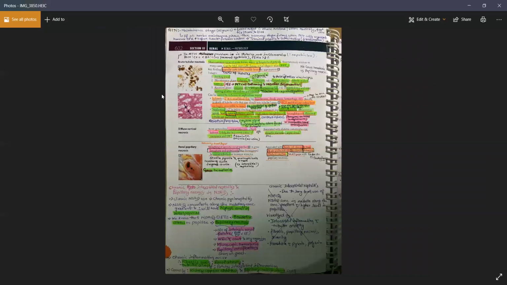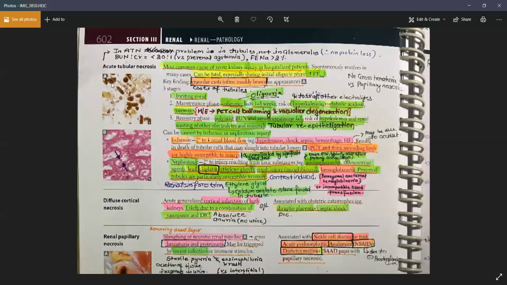Now, the second cause of intrinsic renal failure, and that is acute tubular necrosis. In this case, as the name suggests, it will be a necrosis of the tubules of the kidney, of your nephrons. And as a result, you will be losing your kidney functions.